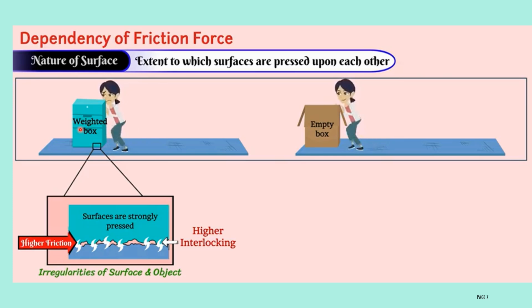In this case, if you have a weighted box, then when the two surfaces come in contact with each other, because of the weight, the surfaces are strongly pressed. If the surfaces are strongly pressed, then the interlocking will be more, and it will cause more friction. If the friction is more, you have to apply more force to displace the box. That is the reason the weighted box causes more friction, due to the presence of higher interlocking.